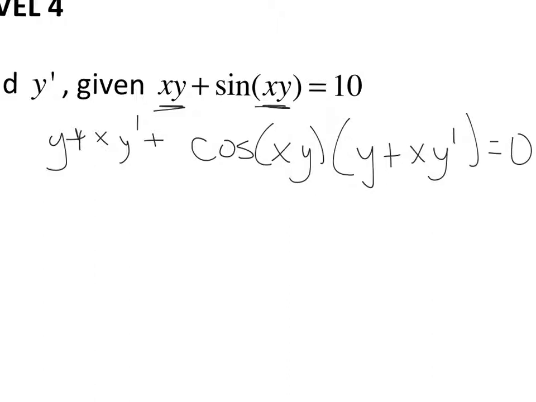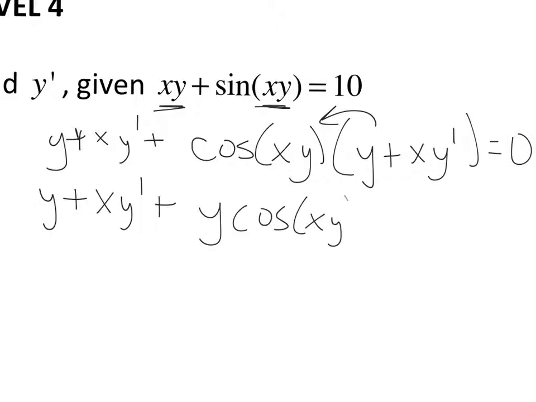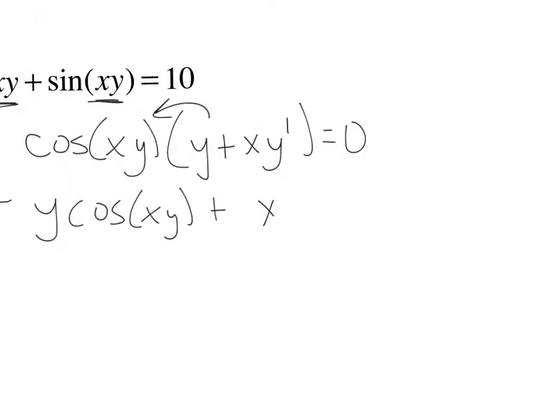Next, as is always the case, I'm going to lump my y prime terms together. But before I can do that here, I'm going to actually distribute. So I now get the following. y plus x y prime plus y times cosine xy plus x y prime times cosine xy equals 0. Now I will go ahead and pull out the y primes. And I now have the following.